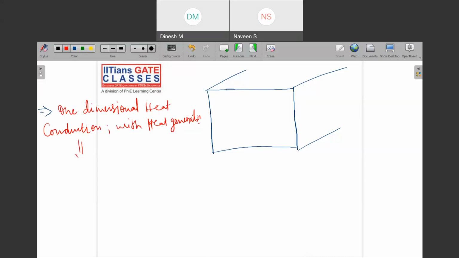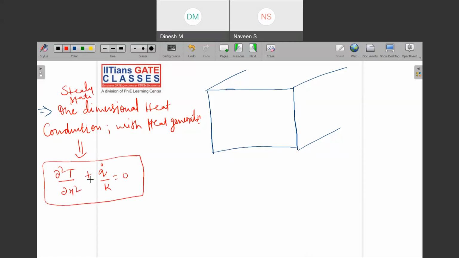If I apply my generalized heat conduction equation, and this is the steady state as well, then my heat conduction equation will reduce to del square T upon del x square plus Q dot upon K is equal to 0. Why? Because this is the case of steady state.